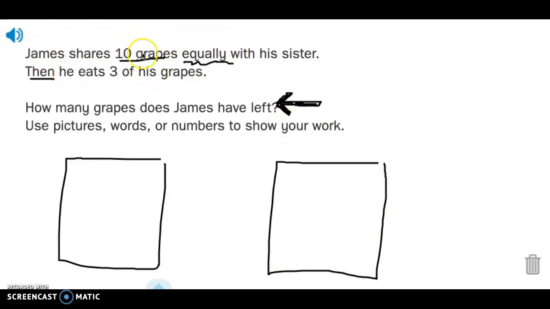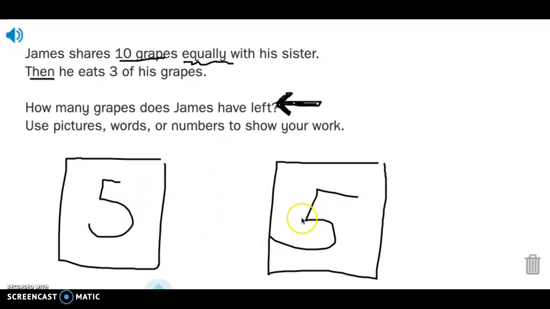How can I figure out how to split 10 grapes equally? Well, I know there's 2 people, so I know I can divide 10 in half, right? And then James gets half of 10, and his sister gets half of 10. Could I also make tallies? 1, 2, 3, 4, 5, 6, 7, 8, 9, 10, and count all the way up till I get to 10, and then that would be an even amount? I could, but I know that half of 10 is 5. So James has 5 grapes, and his sister has 5 grapes.